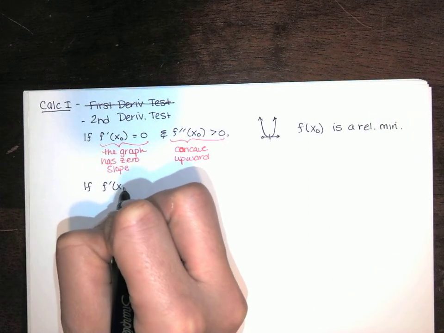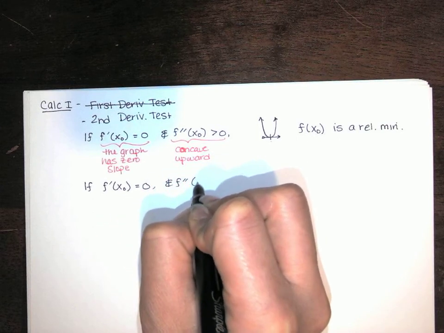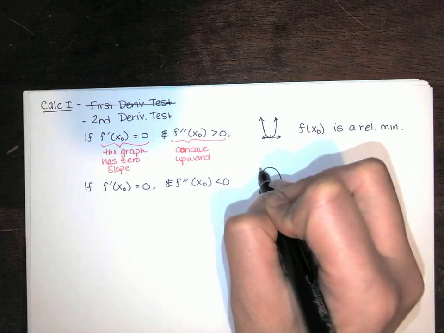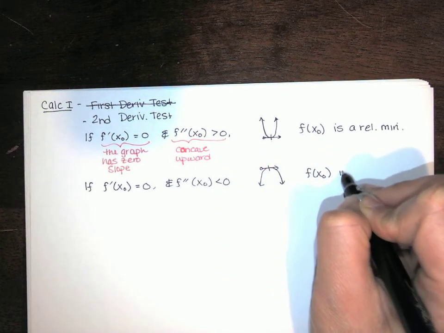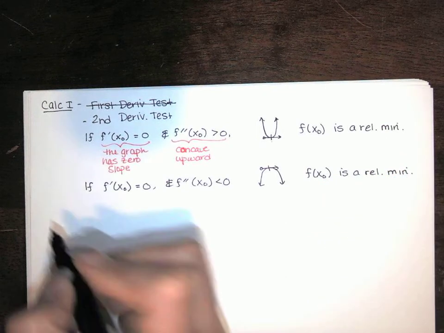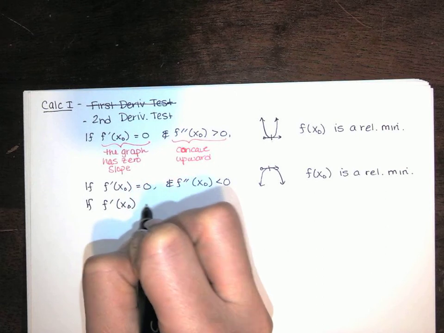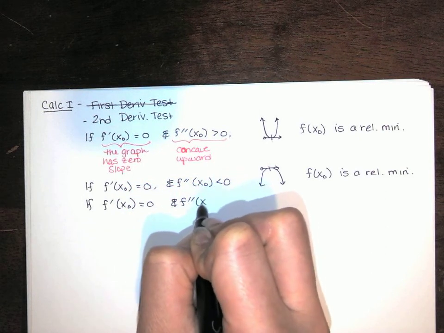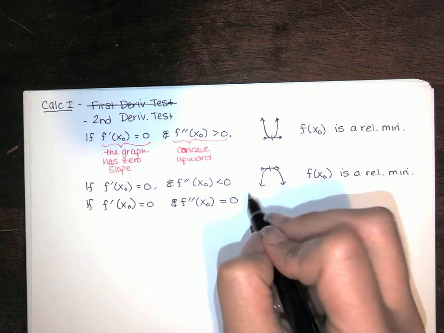If the first derivative is 0, so we're at a critical value, and the second derivative is negative, well, that means our graph is concave downward. We're at the top, so f of x naught must be a relative max. And remember what we said in Calc 1. If the first derivative is 0 and the second derivative is 0, the test is inconclusive. Try something else.